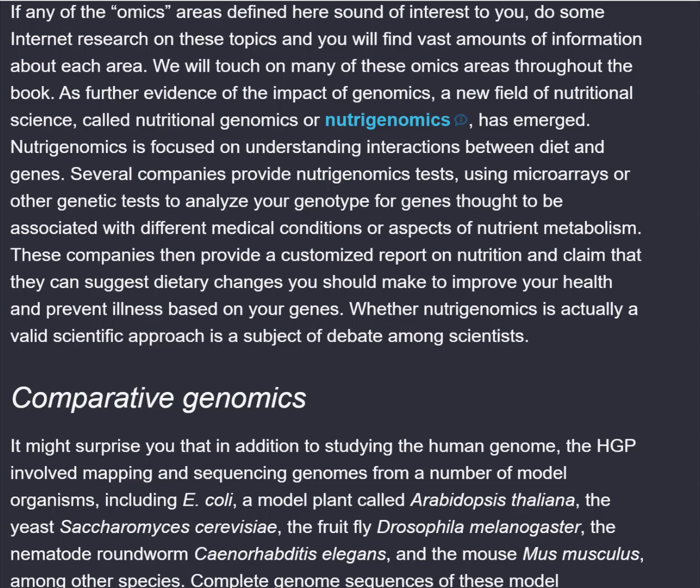As further evidence of the impact of genomics, a new field of nutritional science, called nutritional genomics or nutrigenomics, has emerged. Nutrigenomics is focused on understanding interactions between diet and genes. Several companies provide nutrigenomics tests, using microarrays or other genetic tests to analyze your genotype for genes thought to be associated with different medical conditions or aspects of nutrient metabolism. These companies then provide a customized report on nutrition and claim that they can suggest dietary changes you should make to improve your health and prevent illness based on your genes. Whether nutrigenomics is actually a valid scientific approach is a subject of debate among scientists.